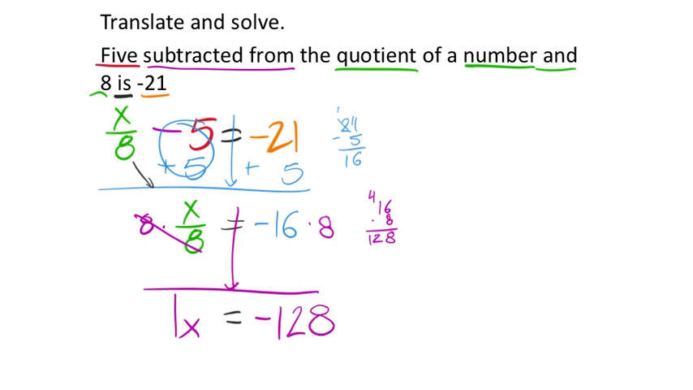Now we can go backwards. You can take negative 128 divided by 8, and you get negative 16. And negative 16 minus 5 is negative 21. So that's going to check off, which means we found the solution.